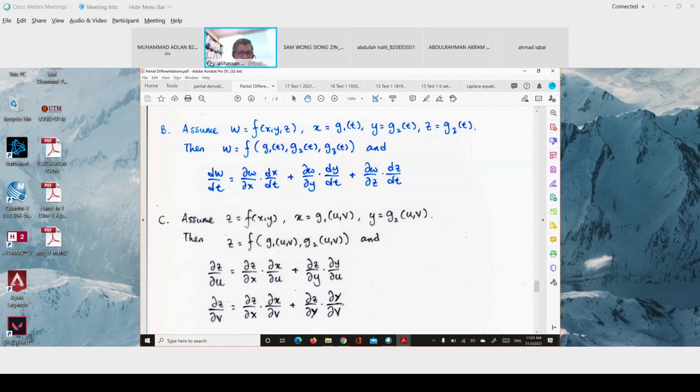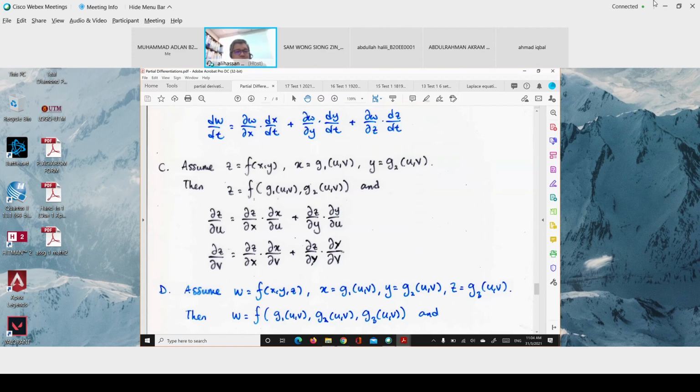So z is a function of x and y, and x and y are in turn functions of new variables u and v. So that means z as a whole is a function of u and v, so there exist z partial u as well as z partial v. Here is the chain rule for finding z partial u. It is equal to z partial x times x partial u plus z partial y times y partial u. For z partial v, it is equal to z partial x times x partial v plus z partial y times y partial v.